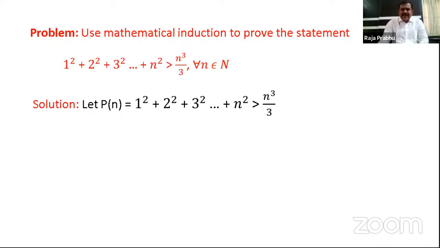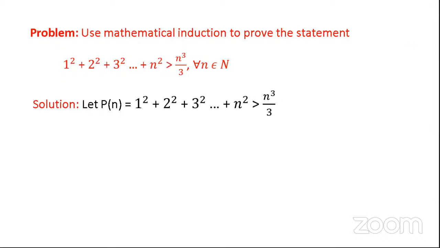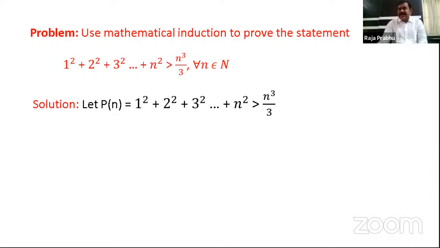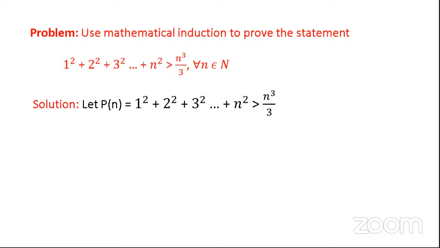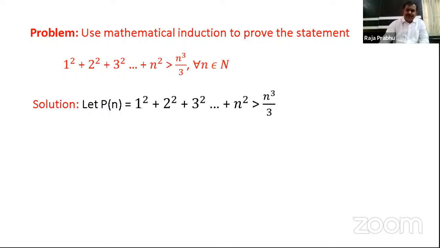What is given? The left part is the sum of the squares of the first n natural numbers, which is greater than the right part, n cube by 3. Suppose you consider the first term: 1 square is less than 1 cube by 3. If you substitute the first two terms, 1 square plus 2 square will be greater than 2 cube by 3. If you consider the first three terms, 1 square plus 2 square plus 3 square will be greater than 3 cube by 3, etc. How to prove that using mathematical induction? Let us follow the steps here. This is a very simple problem which can be closed within 3-4 minutes.